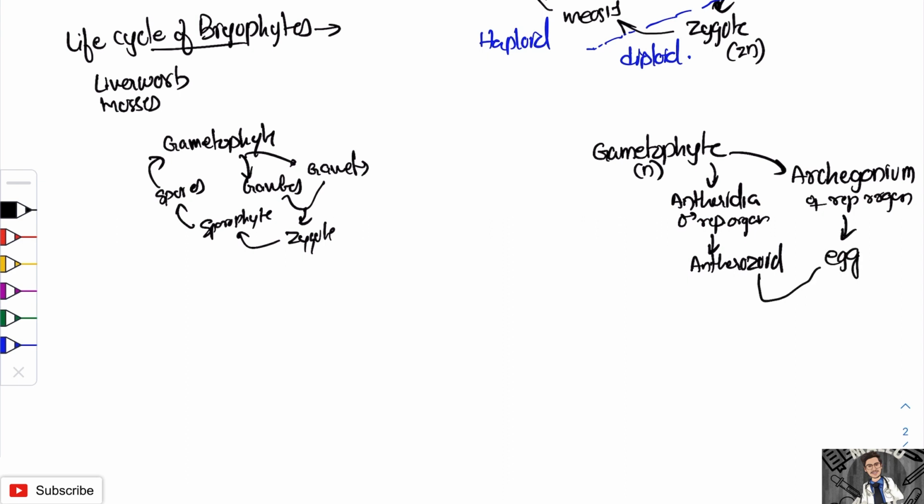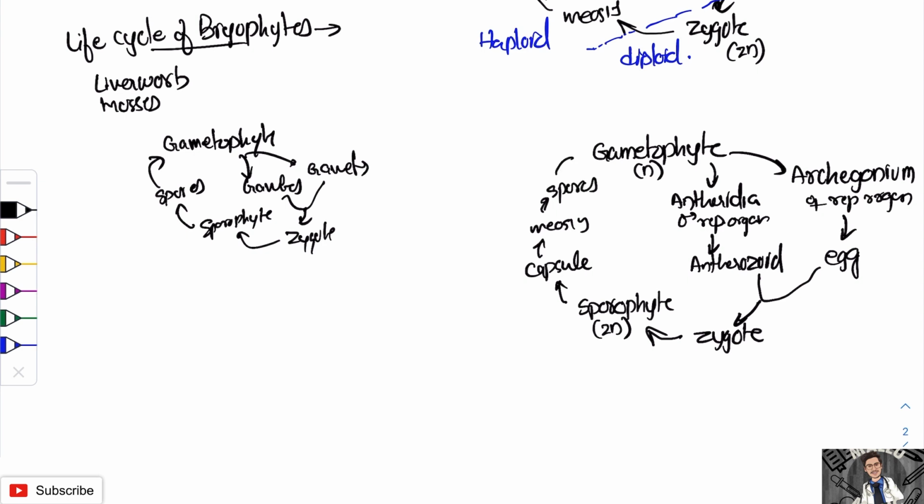And now these two undergo fertilization to form zygote. And now this zygote forms the sporophyte. Alright, now this sporophyte is diploid in structure. And this sporophyte has got something in its capsule, and within the capsule meiosis occurs to form spores, and the spores form the gametophyte. Isn't it simple? Now do you have a doubt regarding what's a capsule?